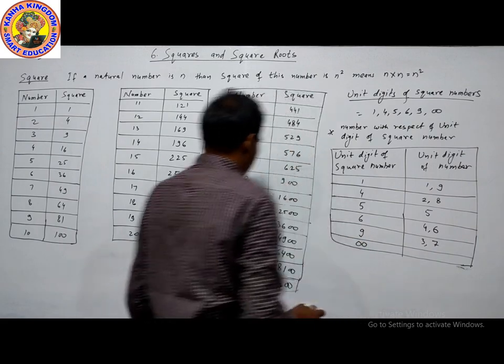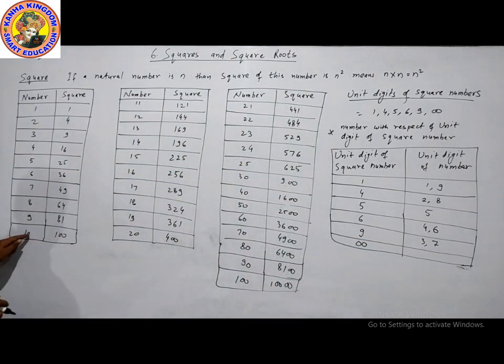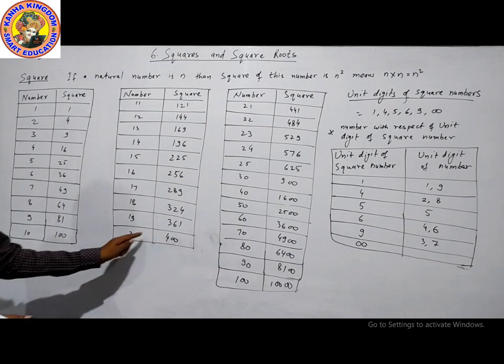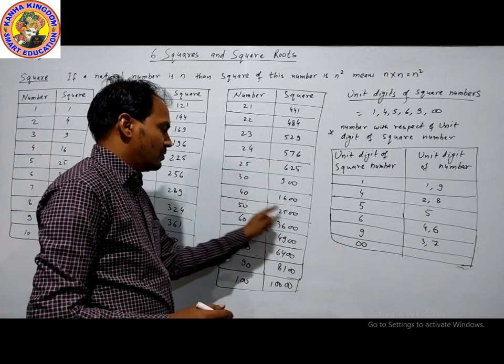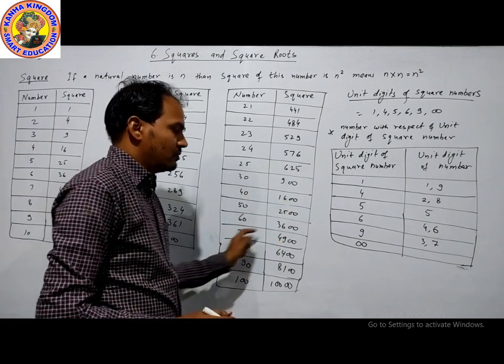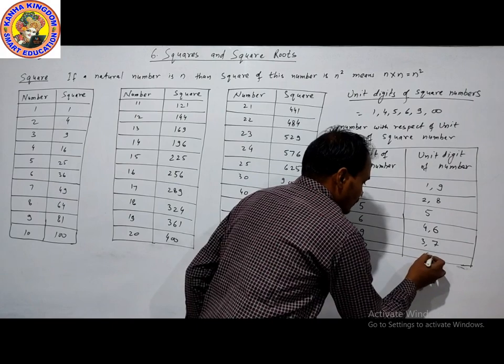Now 00, how to get 00? By 0. So this will be 0.